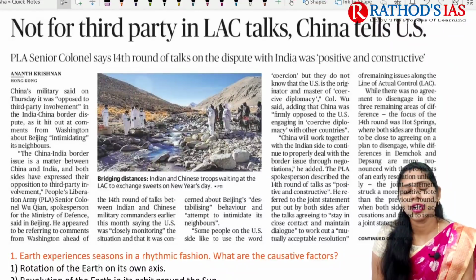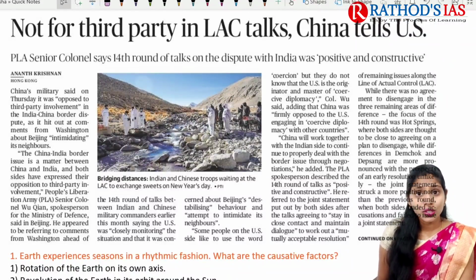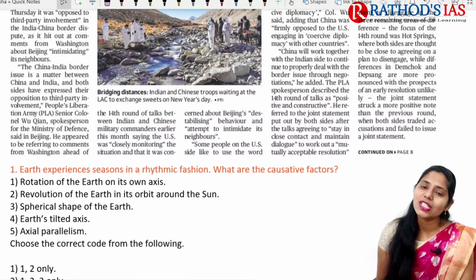So the recent 14th round of talks that was held does not yield much results, and we are going to have further rounds of talks between India and China regarding this border dispute across the LAC region. We need to see whether complete disengagement will happen or whether we can go for status quo or not. So we need to wait and watch, right? And these are some important articles that appeared in today's newspaper.